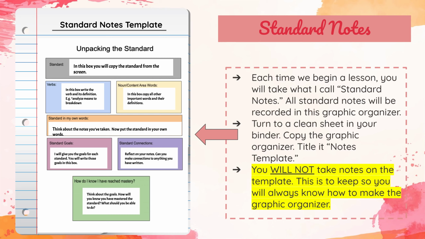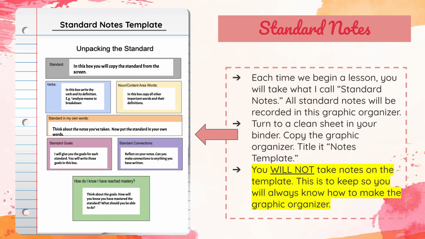Standard connections. This is a reflection box. So now you should reflect on all of your notes, on everything that you read and everything that we have said in class, and think about how you could relate this standard to your own life or to the things around you. That may not seem clear right now, but once we do today's standard together, that purple box is going to make very good sense to you.